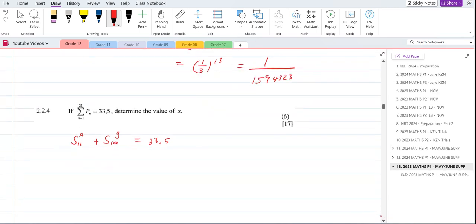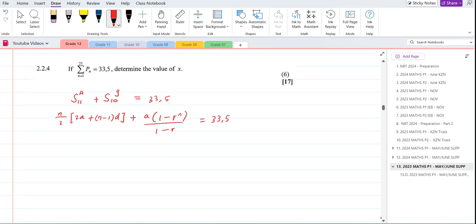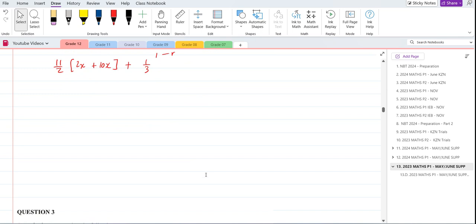Now S11 is n over 2 into 2a plus n minus 1 d. I'm just writing down the formula, plus geometric is a into 1 minus r to the power n over 1 minus r, and that's equal to 33.5. Now solving this, you've got 11 over 2, the arithmetic a is x, so 2x plus n minus 1 d. N minus 1 will give me 10 because there are 11 terms, 10d, but the value of d is x, right, plus a, which is 1/3 in the geometric. The value of a is 1/3. The common ratio is also 1/3.